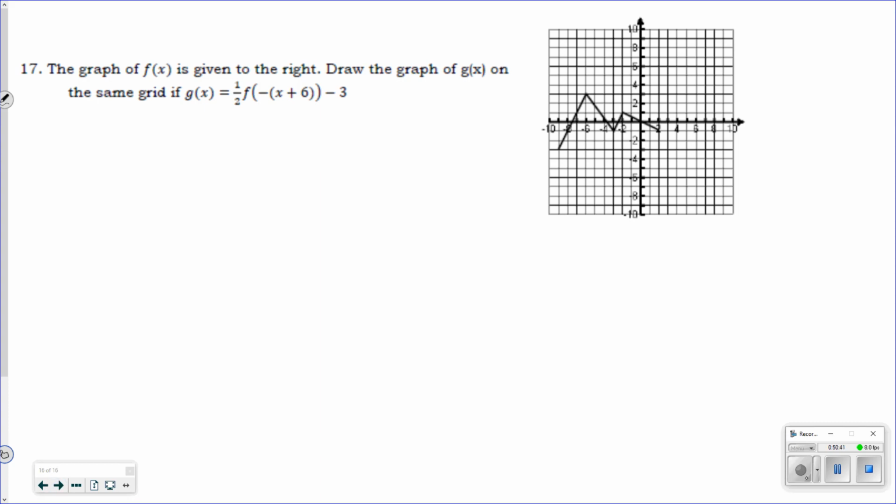All right, so let's do number 17, last problem on the review. The graph of f of x is given to the right. Draw the graph of g of x on the same grid. So remember, anytime we're transforming points, we're going to use the transformation rule of bx plus h, ay plus k.